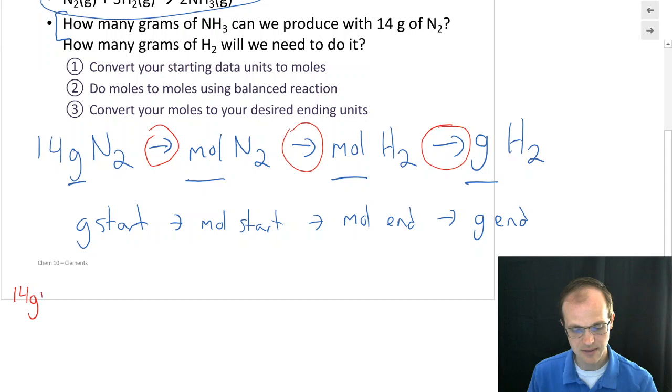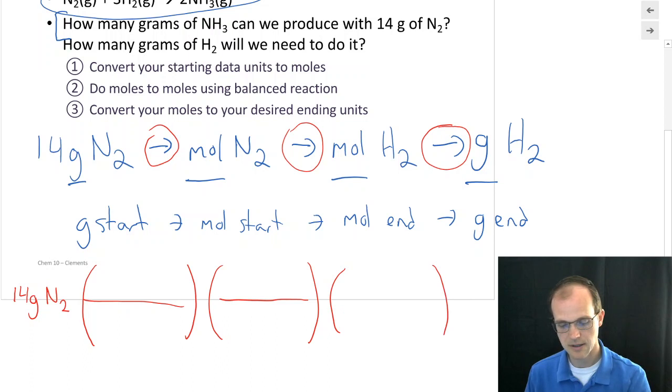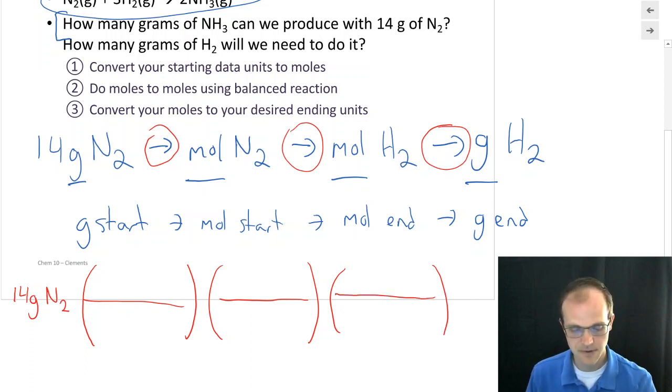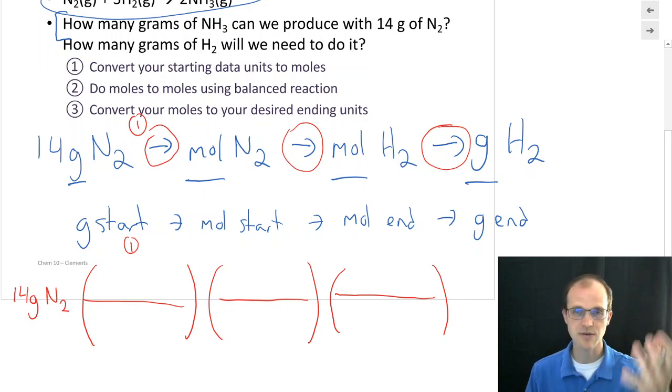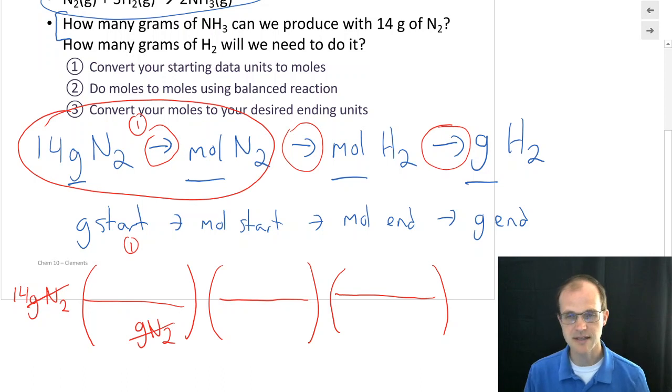I got 14 grams of nitrogen, and I'm going to need 3 different conversions. My first conversion here is grams of nitrogen to moles of nitrogen. Where does the grams of nitrogen have to go? It has to go on the bottom, right? Otherwise it won't cancel out. You can't have 2 grams of nitrogen on top and have it all work out. Now what goes on the top here? That's where our plan comes in handy. Our plan says that we're converting those grams into moles of nitrogen, and so we put that there.